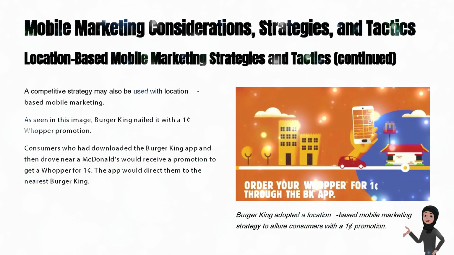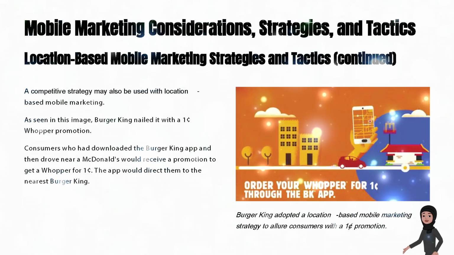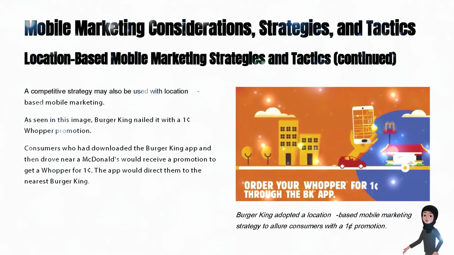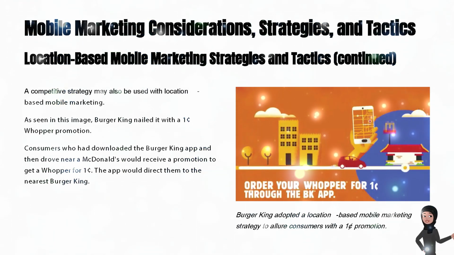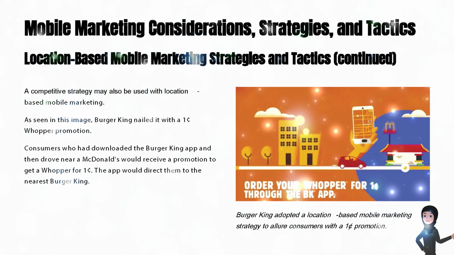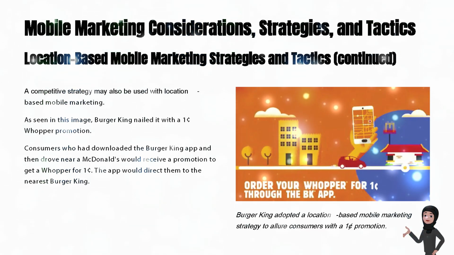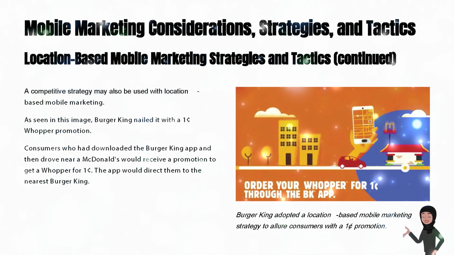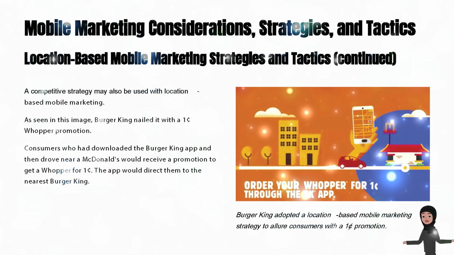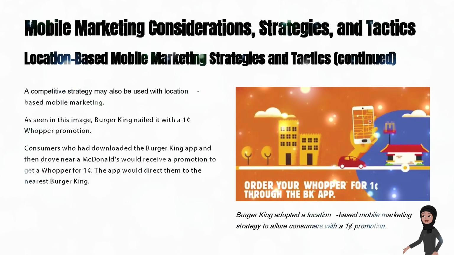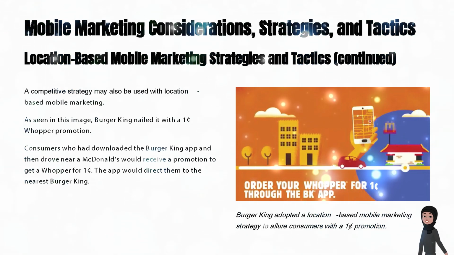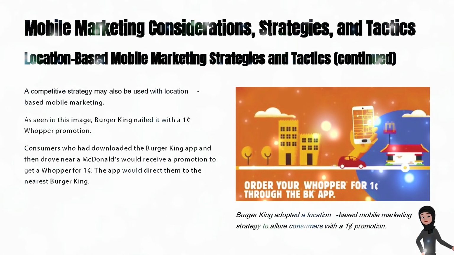Continuing our discussion of location-based mobile marketing, this slide shows how brands can use location data competitively. Burger King's 1-cent Whopper promotion is a strong example. Consumers who had downloaded the Burger King app and came near a McDonald's location received an offer to buy a Whopper for just 1 cent. The app then directed them to the nearest Burger King restaurant.